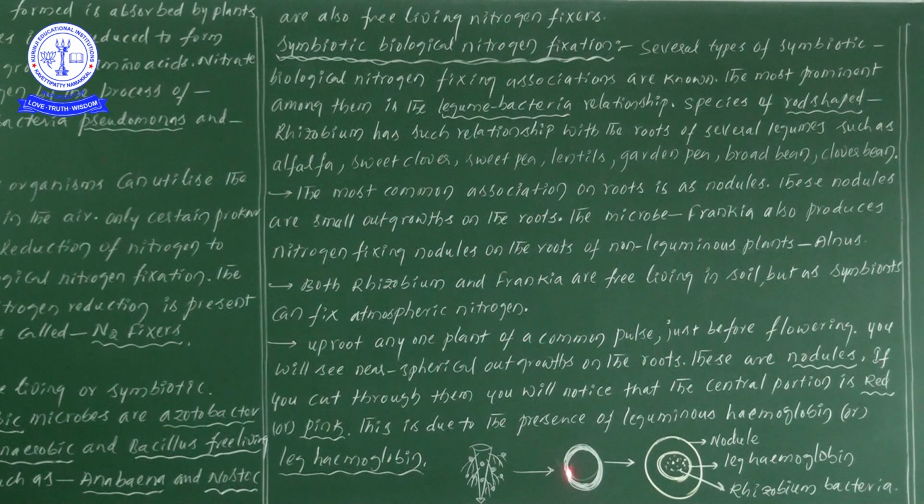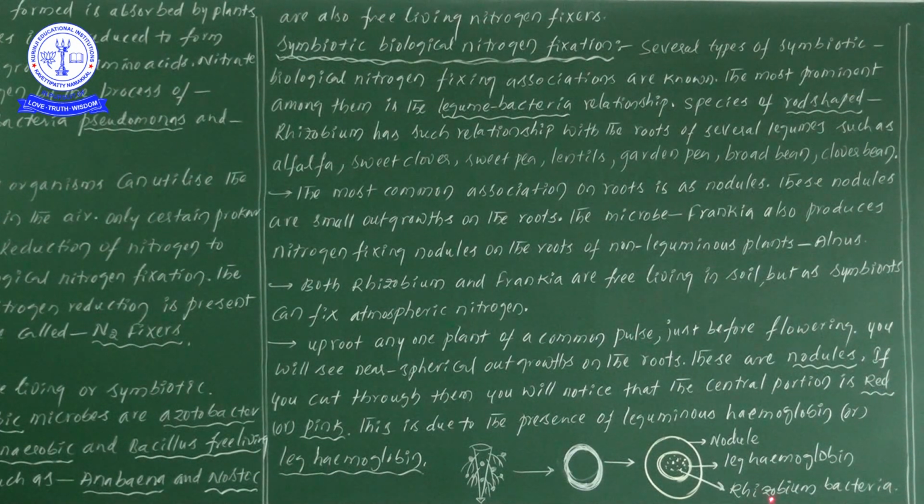Sir, why is there a red color or pink color within the nodule? This is due to the presence of leguminous hemoglobin, or leg hemoglobin. The red or pink pigment present in the nodule protects the rhizobium bacteria. Why? Because when rhizobium bacteria is free living, it survives in the presence of oxygen, but when it is acting as a symbiont, at that time it acts as anaerobic bacteria.